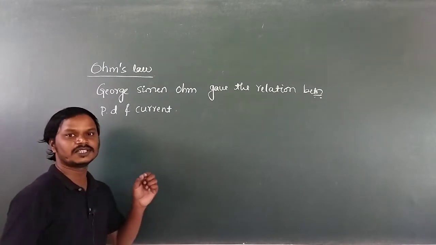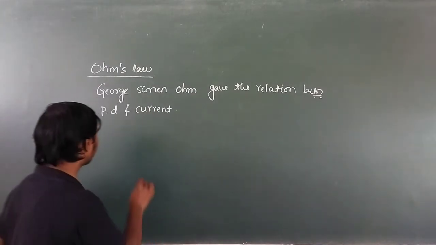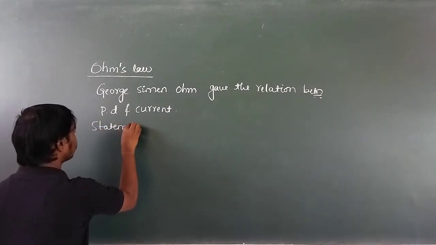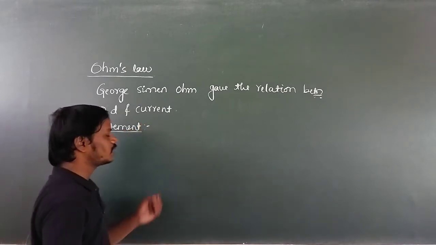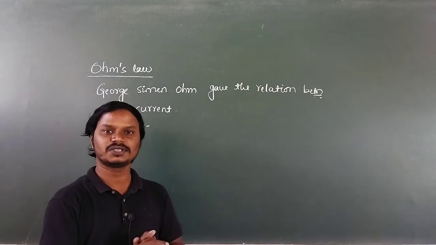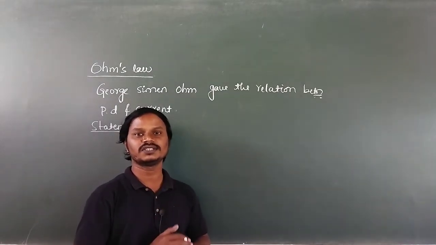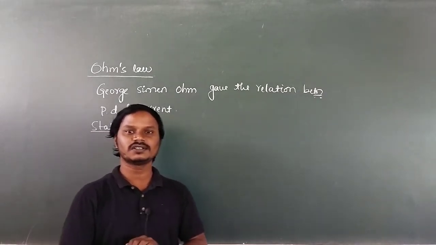Then what is the statement of Ohm's law? Okay, the statement: the potential difference across the ends of the conductor is directly proportional to the current flowing through the conductor, provided the temperature remains constant. Means the temperature of the conductor must be constant.